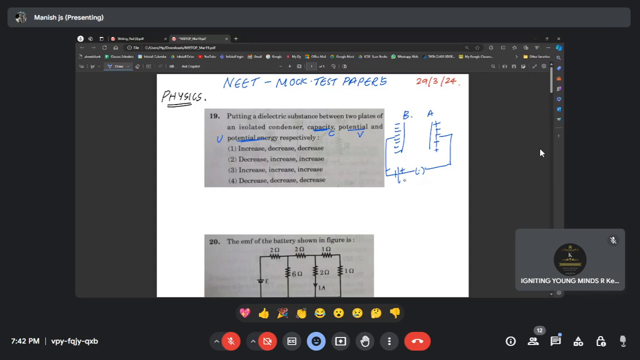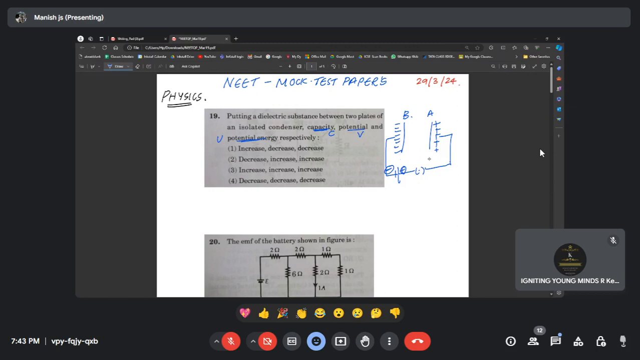I'm connecting here a simple cell along with a key. You can see that plate A is connected to the positive terminal, whereas plate B is connected to the negative terminal of the cell. So plate A will be positively charged and plate B will be negatively charged. Now you can all see that there is a gap between the plates. Depending on the amount of potential applied by the cell or the battery, an electric field is going to be set up between the plates of the capacitor.